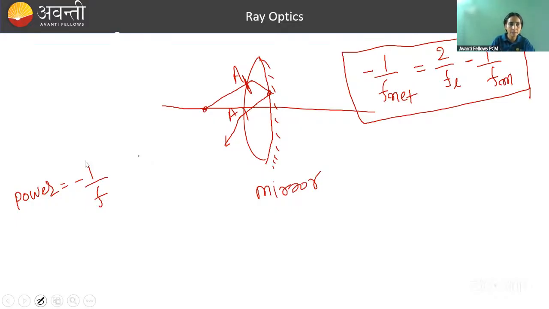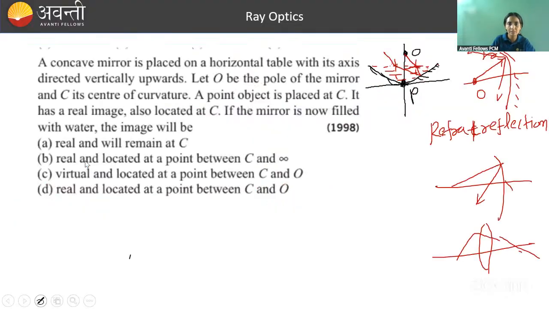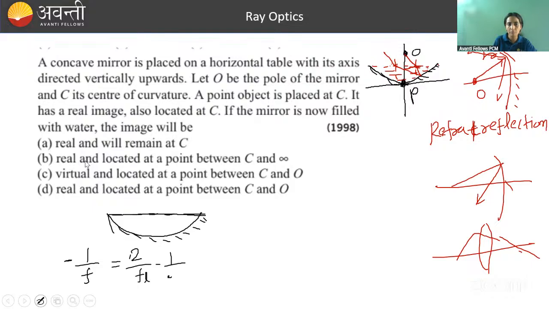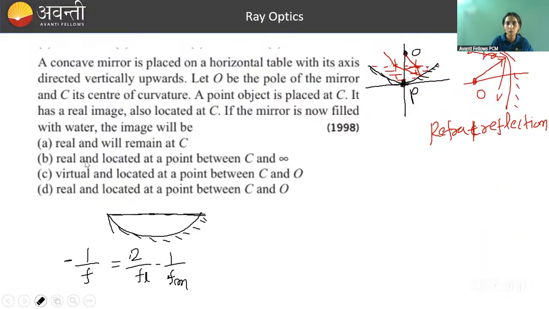In our case, what is this silvered lens looking like? This mirror is like this. This is the one surface which is planar, and then this is silvered. If you calculate the focal length here, minus 1 by f net will be equal to 2 by f lens minus 1 by f mirror. Now, what sort of lens is this? This is a plano-concave lens, right?